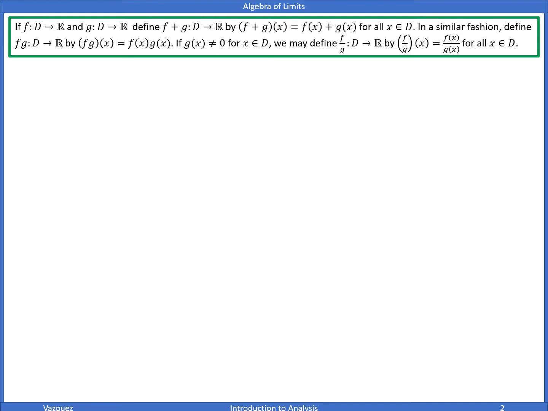So, with a definition, and here it's not really a definition of the word, we're defining what f plus g is. If f and g are functions that map from D to R, then f plus g of x is f of x plus g of x. That's how we're defining it. Same thing with the product: f times g of x is f of x times g of x. And finally, as long as g of x is not 0, f over g of x is equal to f of x over g of x.